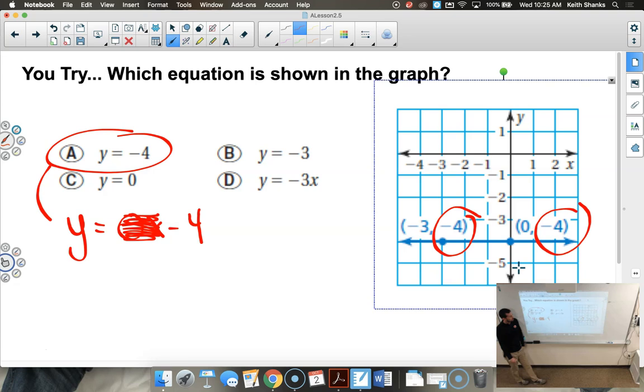It's kind of like the opposite from D, which doesn't have the x, but this one does. That one doesn't have the y-intercept.